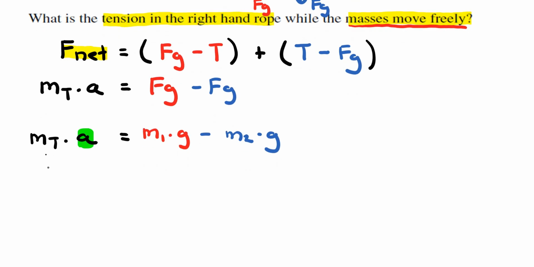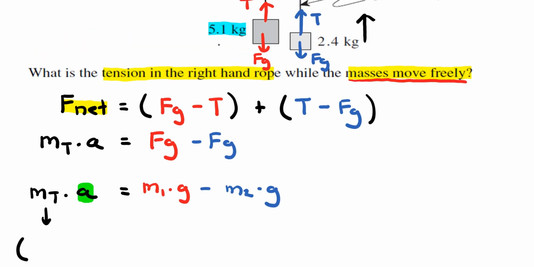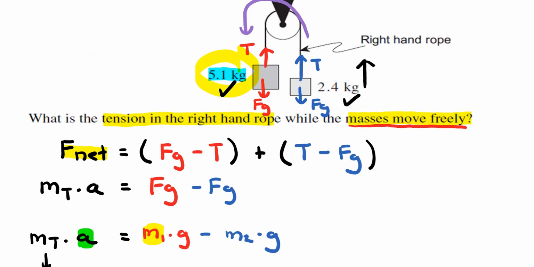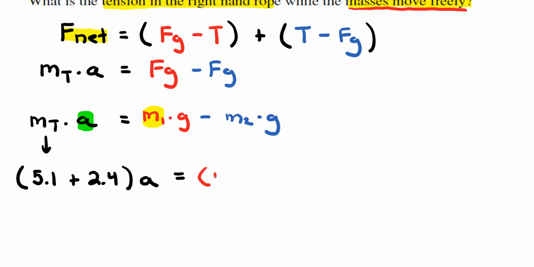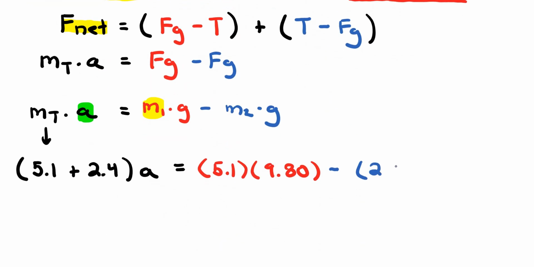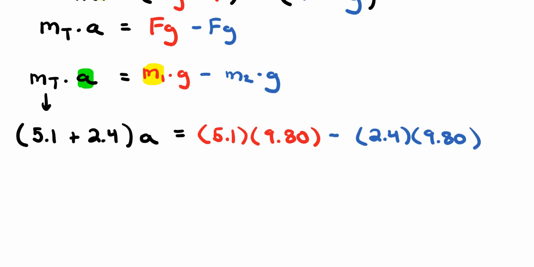Okay, so let's look at the mass total here. The total mass, well, we have the 5.1 kilograms and the 2.4, right? So we add that together, 5.1 plus the 2.4, and then we times that by the acceleration, equals, well, mass 1 here is coming from the 5.1 kilograms, so that's 5.1 kilograms times the 9.80 minus the second mass, which is the smaller mass, 2.4 kilograms, and we times that by 9.80. Okay, so we're going to do the math here and see if we can solve for the acceleration for this particular system.